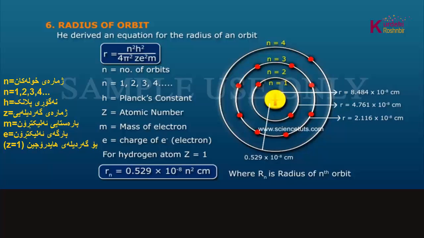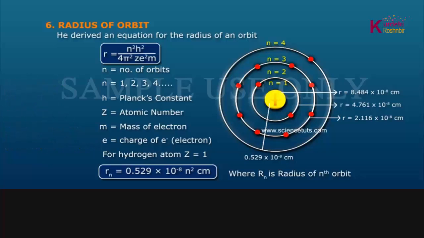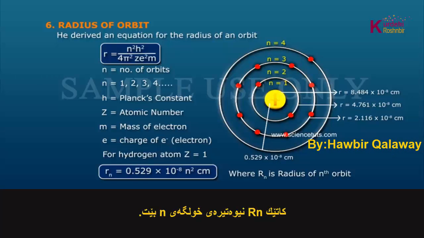For hydrogen atom, Z is equal to 1. Rn is equal to 0.529 into 10 to the power of minus 8 n square centimeter, where Rn is the radius of the nth orbit.